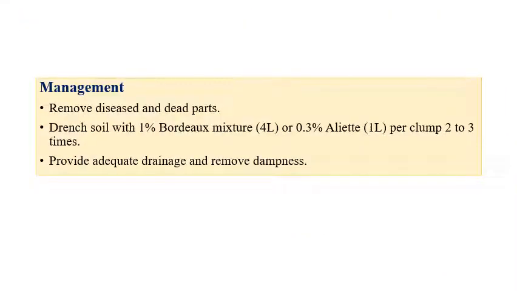Coming to the management practices, removal of diseased plants or dead parts and soil drenching with 1% Bordeaux mixture or 0.3% Aliette, that is fosetyl aluminium, can be recommended, along with providing adequate drainage facilities and removing the dampness which is present. So these are all the management practices.